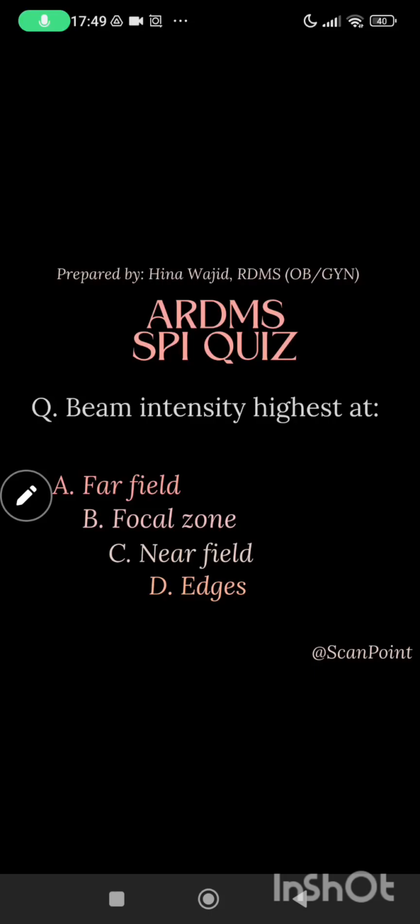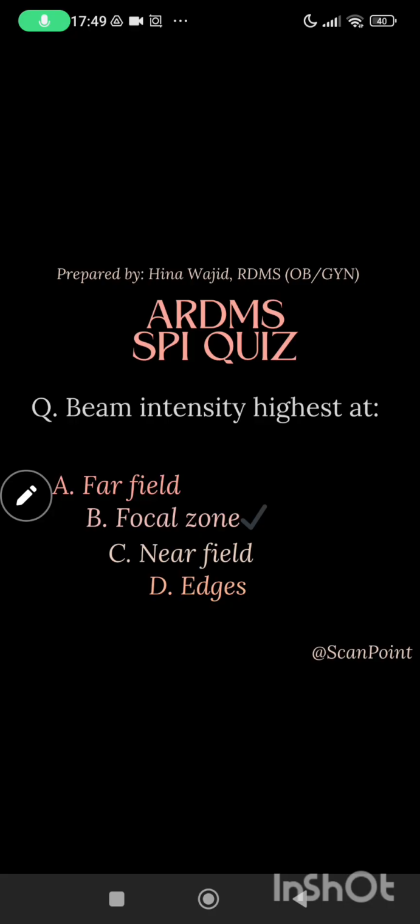Now our next MCQ is: beam intensity is highest at which option? A, far field; B, focal zone; C, near field; D, edges. First try to give the answer by yourself. Okay, the right answer here is B, focal zone. Beam intensity is highest at the focal zone, and this is also known as spatial peak intensity.